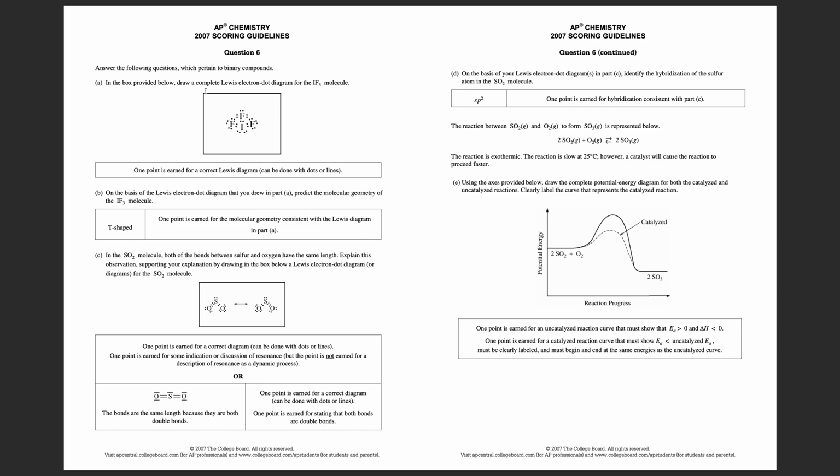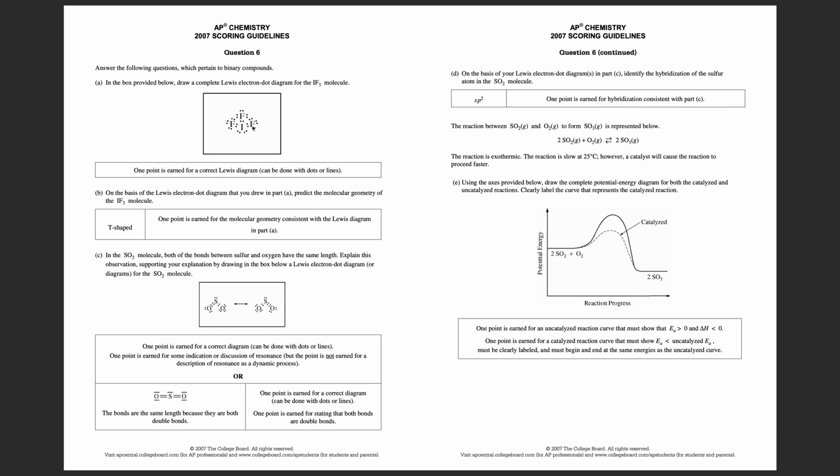Okay, so draw a complete Lewis dot diagram for the IF3 molecule. I'm not sure if it really matters, but if it says electron dot diagram rather than Lewis structure, you might consider drawing the actual individual electrons in the bonds. Normally we draw those bonding pairs as lines, but here they have them all drawn out like this.